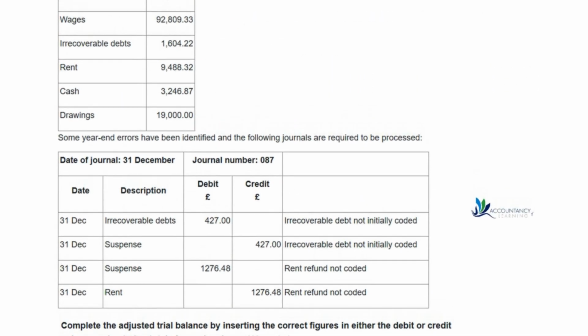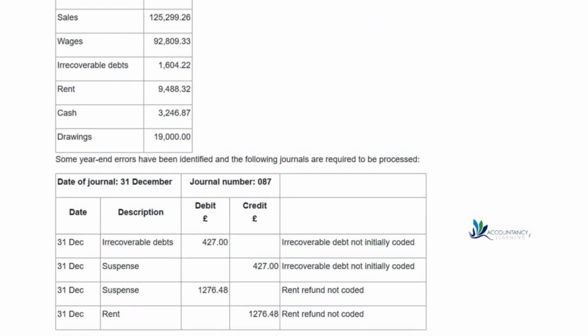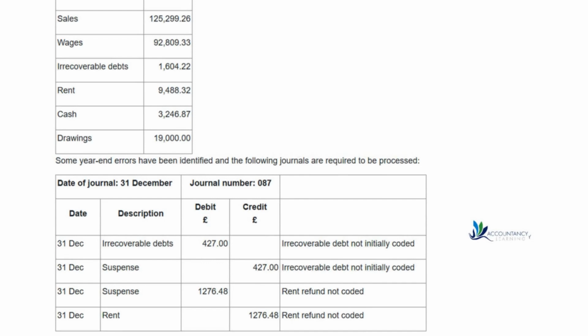So first of all, I'm going to approach this question by working out which of the initial balances are going to need adjusting. So we've got irrecoverable debts in a journal, so our irrecoverable debts account is going to need adjusting. And we've also got rent. So these two figures are the ones that we need to adjust before we can put them in the trial balance. The rest of them though, we can put straight in. So let's go through and do that.